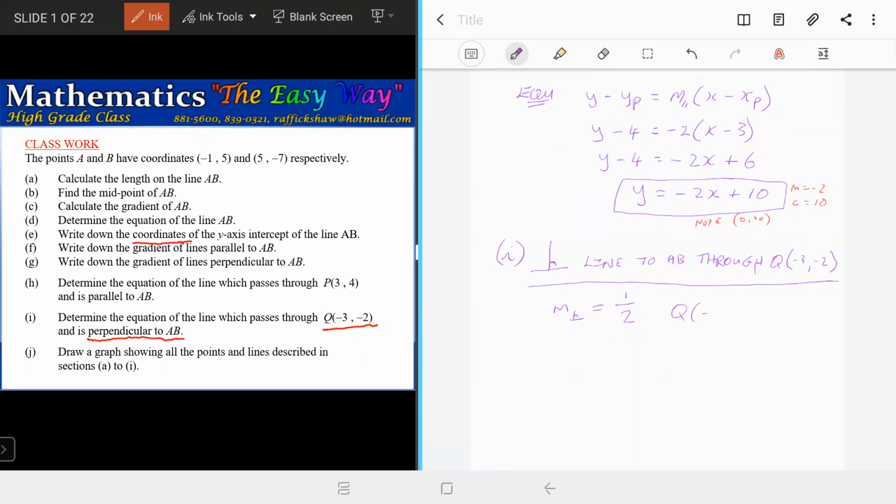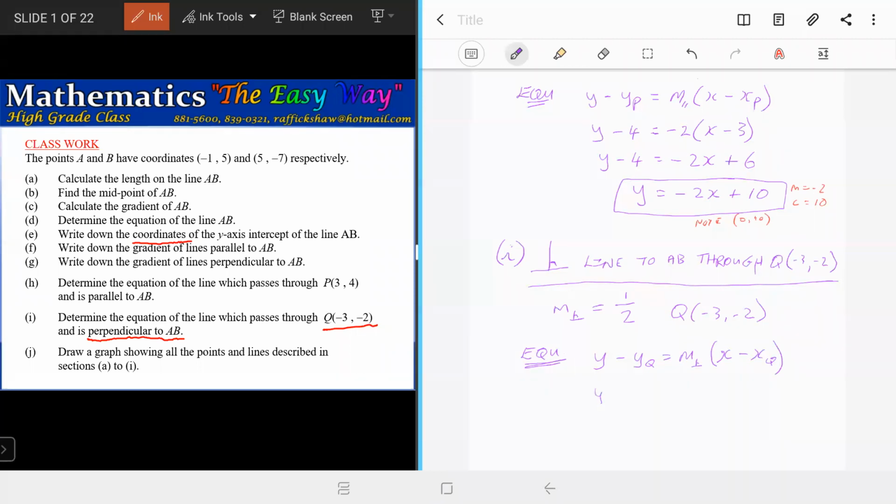And the point that we're using is the point Q, (-3, -2). Because this point has a minus in it, you have to be careful. Whenever I say negatives, be careful. That's where a lot of mistakes are made. So the equation of that perpendicular line is going to be y minus yQ equals the perpendicular gradient times x minus xQ.